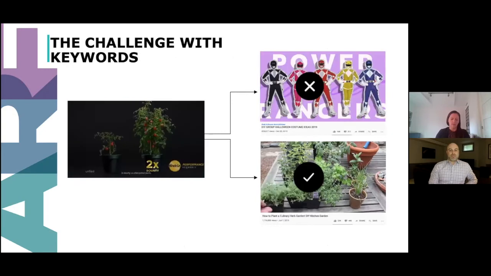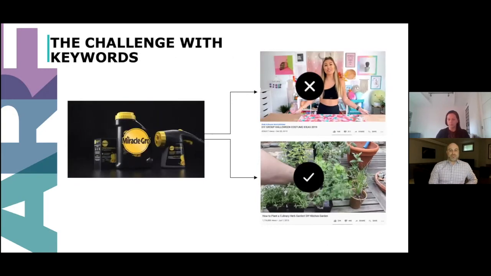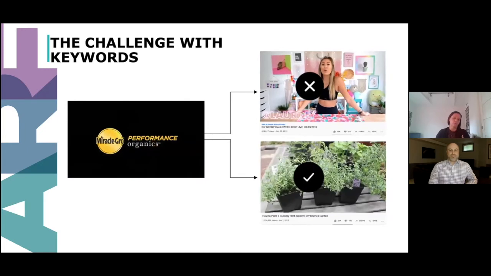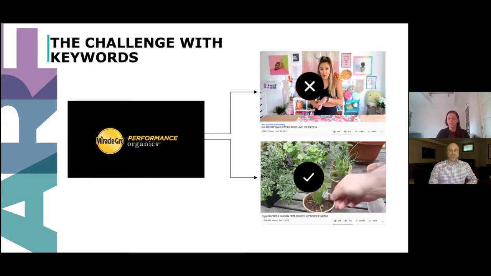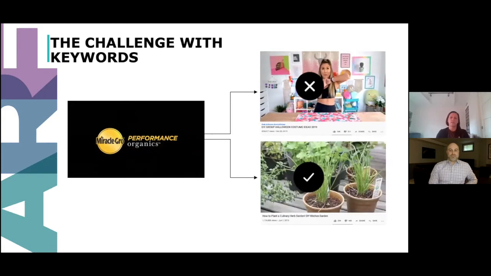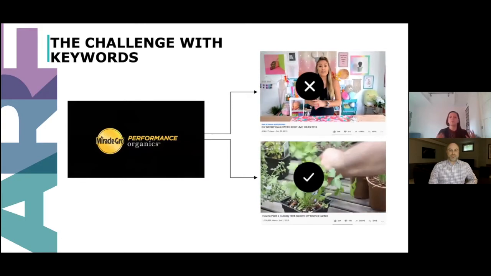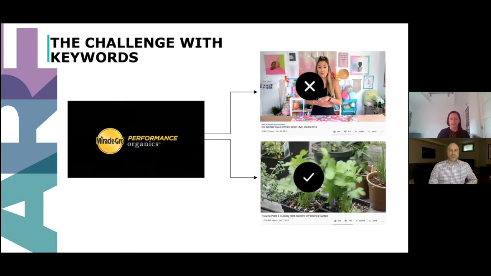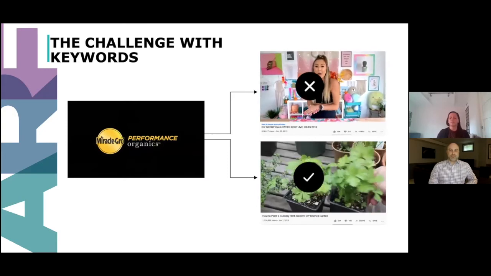So on the left-hand side here, you can see an ad for Miracle-Gro. And obviously Miracle-Gro could potentially target lots of different keywords, including DIY. On the right-hand side, you can see the options of videos that could potentially appear under DIY. On the bottom right-hand side, you have really the ideal scenario, something that is perfect for Miracle-Gro, which is how to grow an herb garden at home. That's great. That's a perfect match for Miracle-Gro.